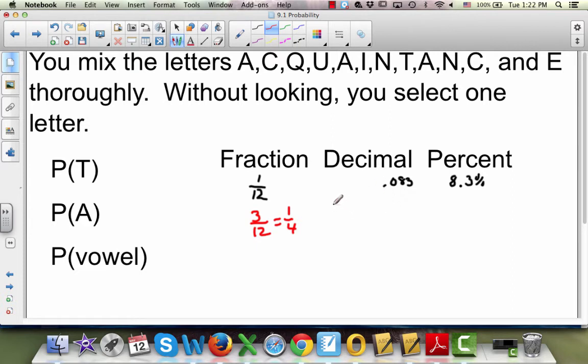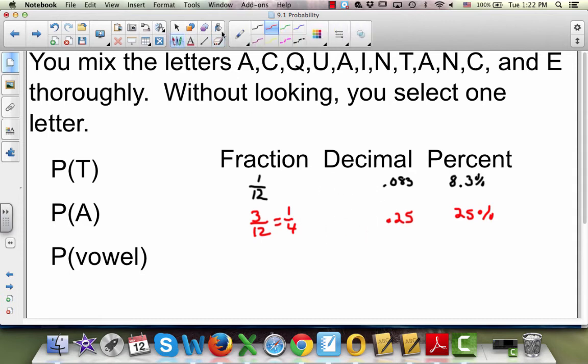We go through the same process. We go 1 divided by 4. 4 goes into 10 2 times. 2 times 4 is 8. With 2 left over, bring down a 0. 4 goes into 20 5 times. So that answer is 0.25. And to change it into a percent, we move it over 2 places. So that gives us 25% probability.